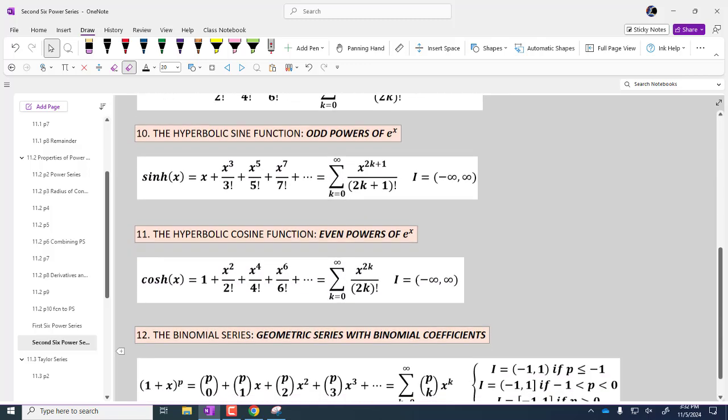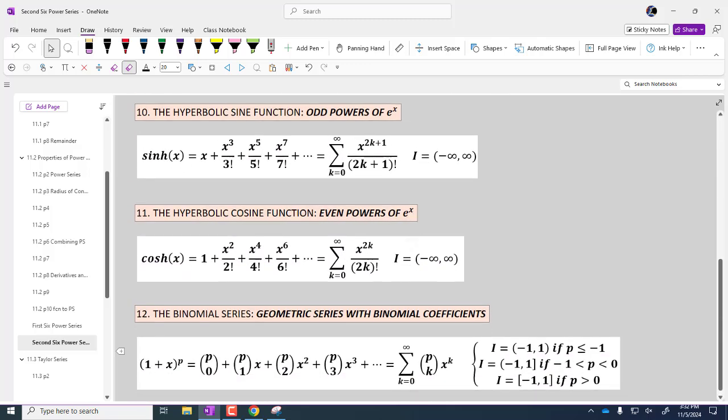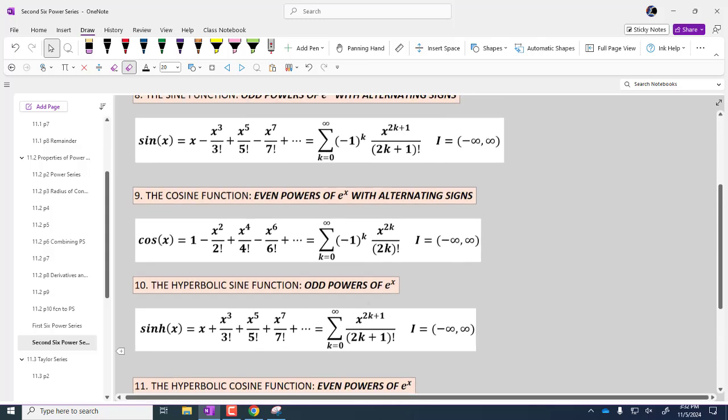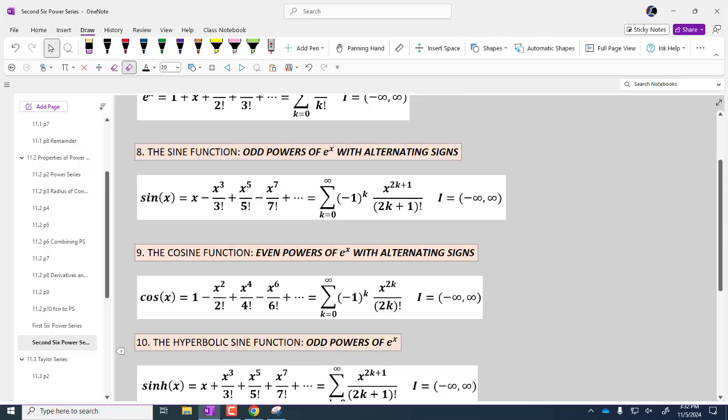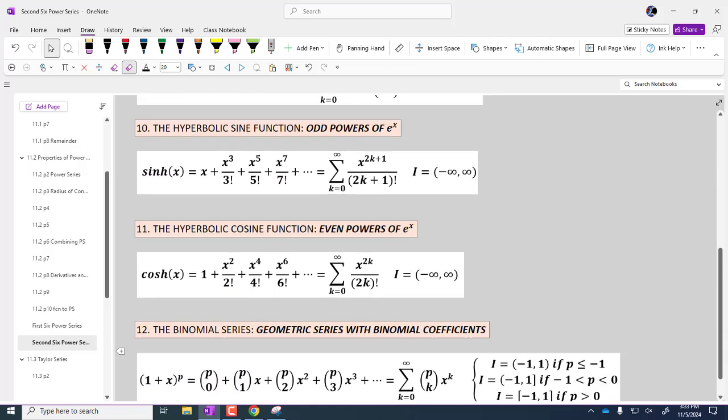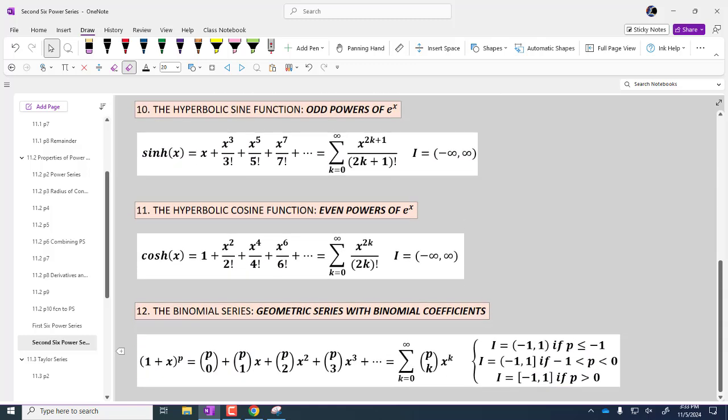And now notice the hyperbolics. Remember that when we did the hyperbolics, you could write the cosh of x as e to the x plus e to the minus x over 2. It was the average. Well, now you can see exactly why. Sinh and cosh are exactly the odd and even terms of e to the x. So this one you can write directly. You can write e to the x is equal to this plus this divided by 2.